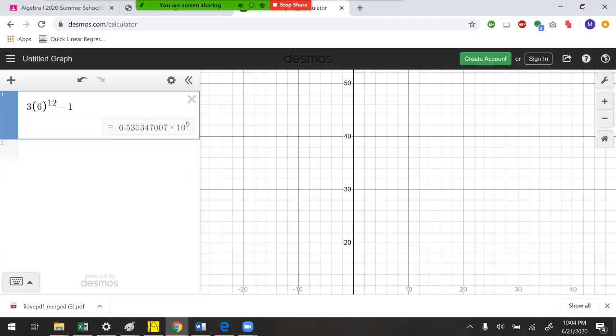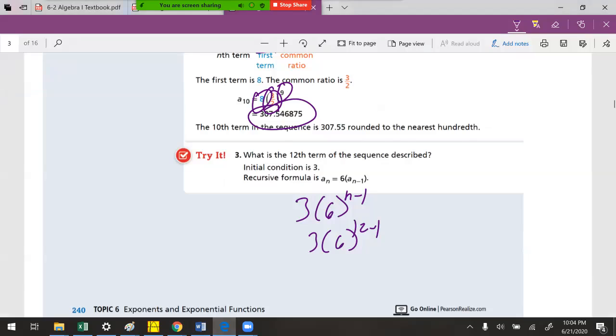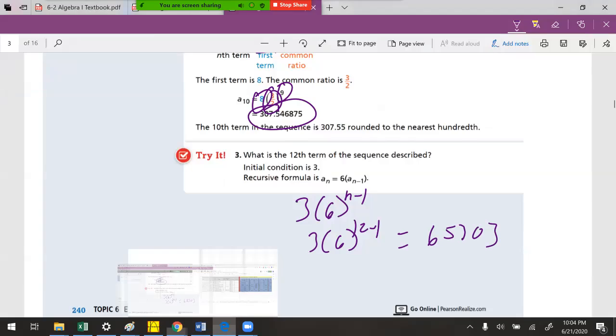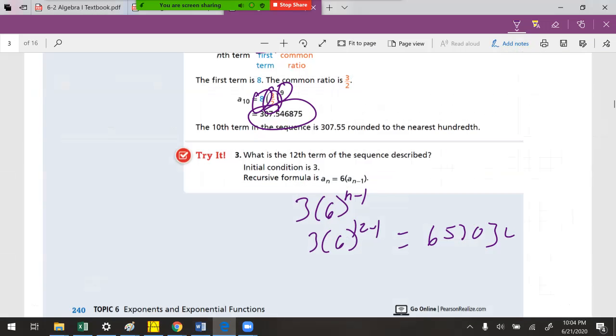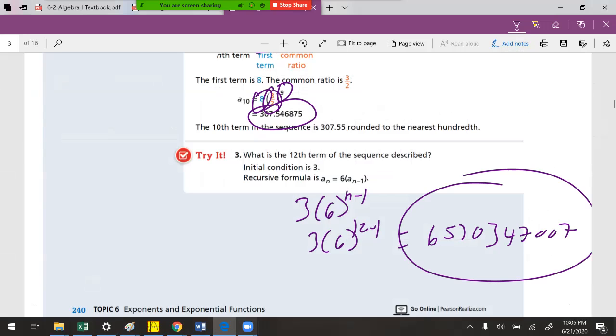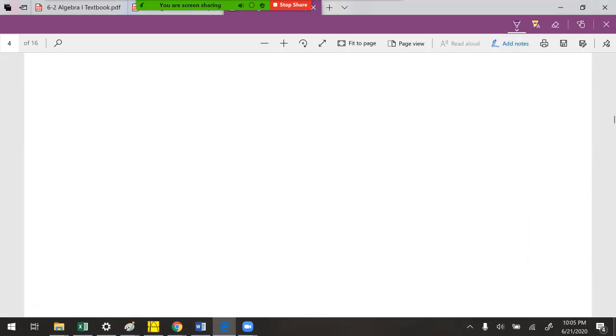That 10 to the 9th means I'm moving the decimal 9 times. So 1, 2, 3, 4, 5, 6, 7, 8, 9. So it's actually all of this with the decimal all the way at the 7. Let's write it down: 65303... 47007. Voila, you got it. Okay, we have a long ways to go.